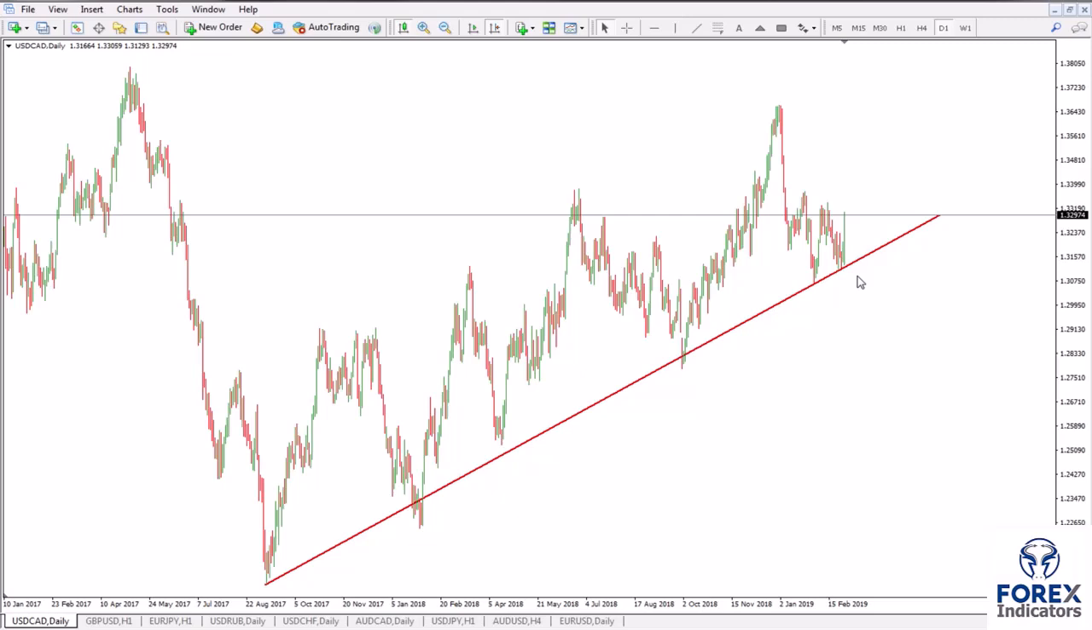We have a buy signal when the price approaches the trend line. Every next time, as happened here and here, when the price hits the trend line, we have a signal to buy. It doesn't mean that we have to open a buy position, we only have a buy signal, but with the help of some other technical analysis tools, we can decide whether to open a buy position or not.